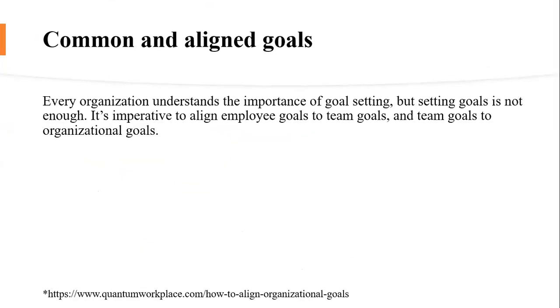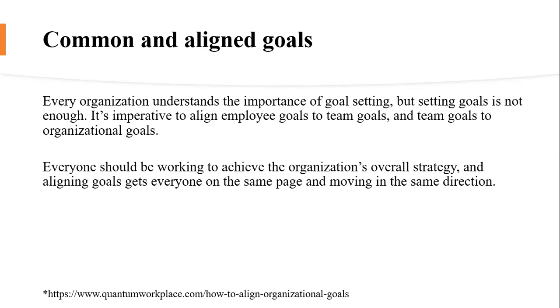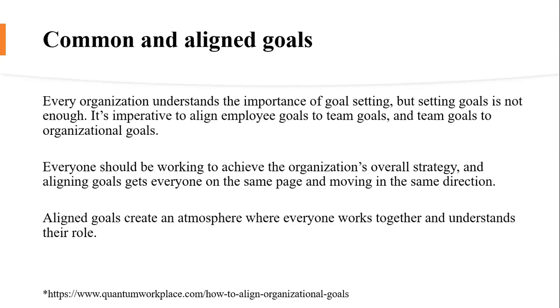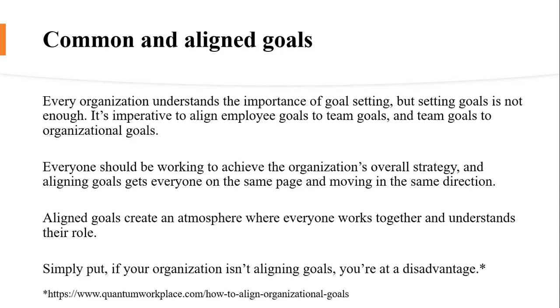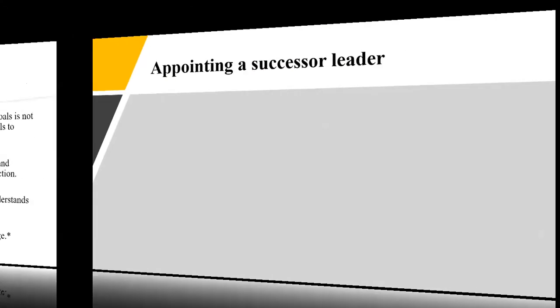Common and aligned goals. Every organization understands the importance of goal setting, but setting goals is not enough. It's imperative to align employee goals to the team goals, and then the team goals to the overall organizational goals. Everyone should be working to achieve the organization's overall strategy, and aligning goals gets everyone on the same page and moving in the same direction. Aligned goals create an atmosphere where everyone works together and understands their role. Simply put, if your organization isn't aligning goals, it's just going to be catastrophic and you're at a disadvantage.